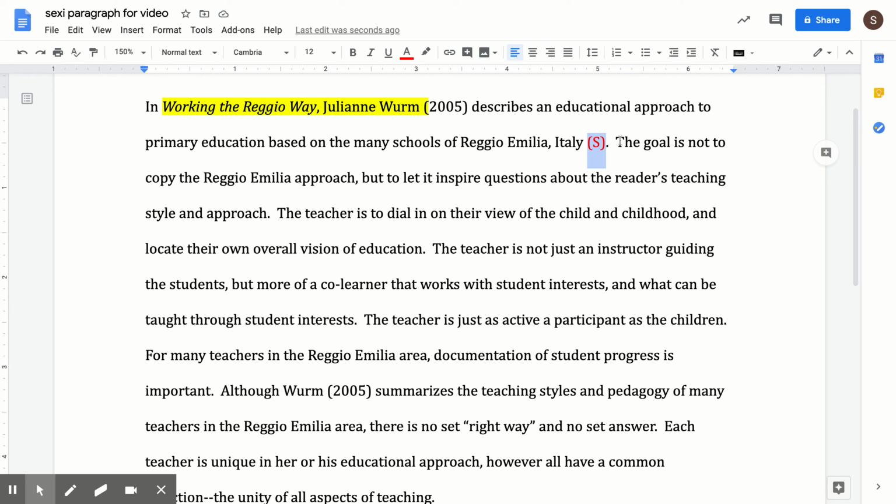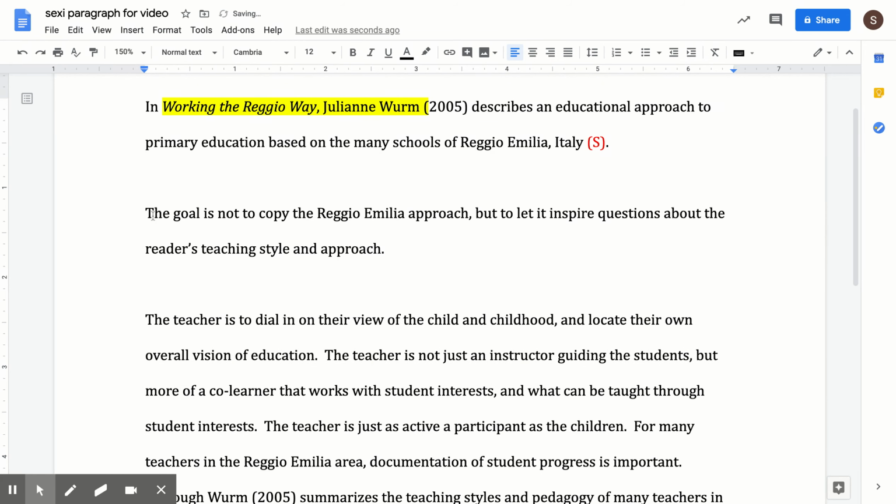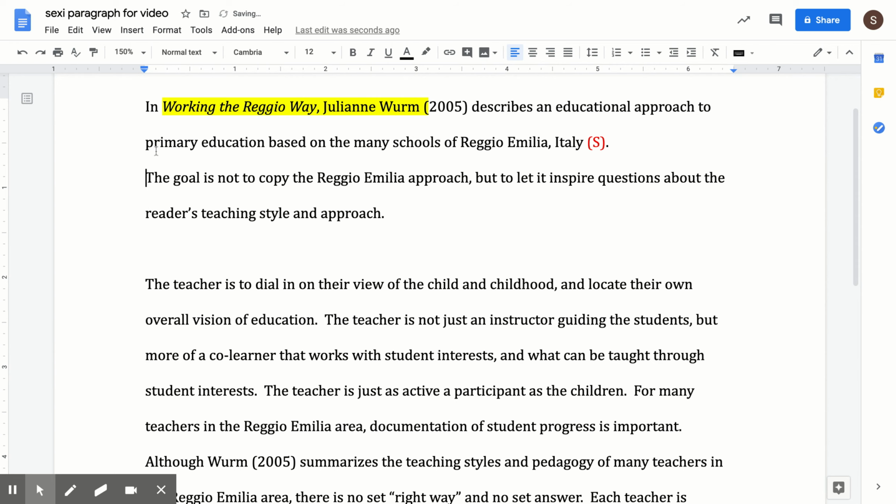Okay, let's take a look at the next sentence. The goal is not to copy the Reggio Emilia approach, but to let it inspire questions about the reader's teaching style and approach. That's a little confusing to me. Let's just take a look at that for a second. Right, the goal, but we're not sure whose goal here. The teacher's goal, the author's goal, right? I think it's Verme's goal, is not to copy the Reggio Emilia approach, but to let it inspire questions about the reader's teaching style and approach.